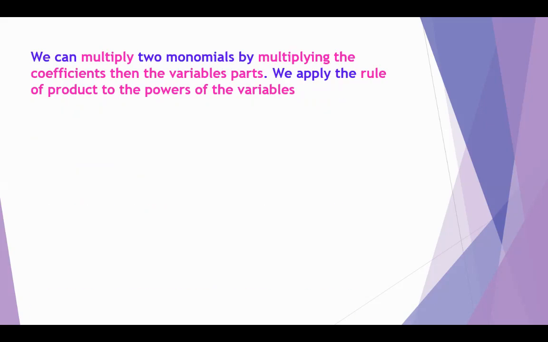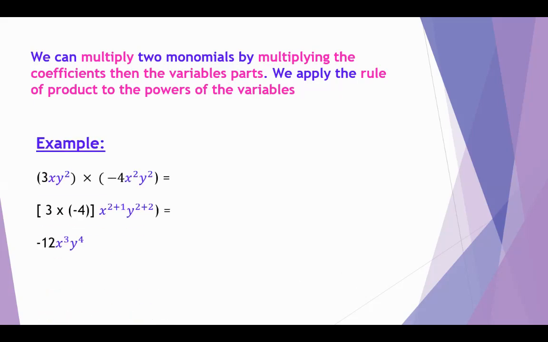We can multiply two monomials by multiplying the coefficients, then the variable parts. We apply the rule of product to the powers of the variables. Example: 3xy² times -4x²y² equals. So we start by multiplying the coefficients 3 and -4, then you calculate the variables using the rules of powers.